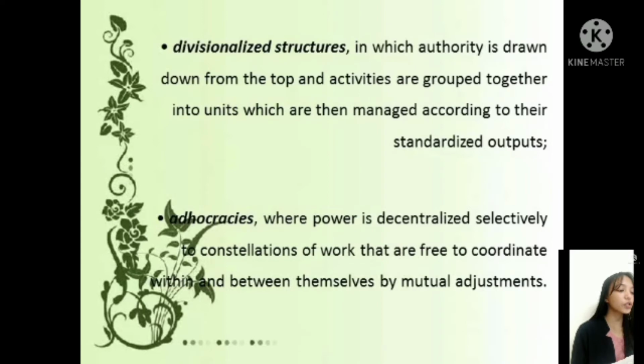Divisionalized structures can tend to be in conflict because they each need to compete for limited resources from headquarters, and these organizations can be inflexible, so they work best in industries that are stable and not too complex. The adhocracy, where power is decentralized selectively to constellations of work that are free to coordinate within and between themselves by mutual adjustment.